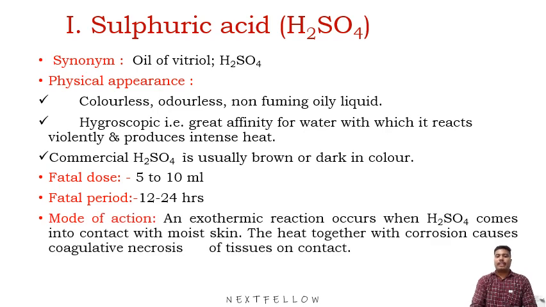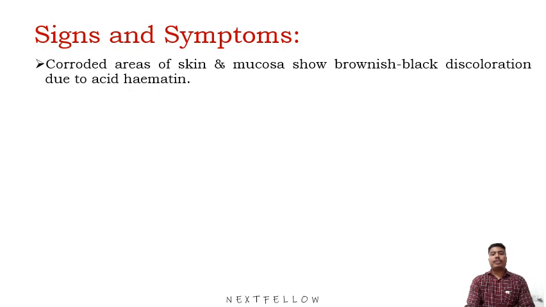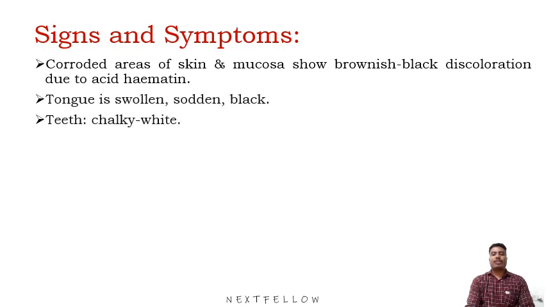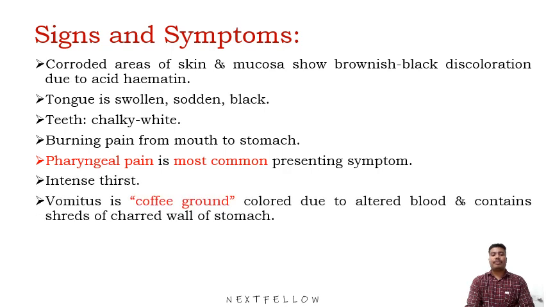Mode of action. It produces an exothermic reaction when it comes in contact with moist skin. The heat together with corrosion causes coagulative necrosis of tissues on contact. Signs and symptoms. The corroded areas of skin and mucosa show brownish black discoloration due to acid hematin. Tongue is swollen, sodden and black. Teeth are chalky white. Burning pain occurs from mouth to stomach. Pharyngeal pain is the most common presenting symptom. Feeling of intense thirst. Vomitus is coffee ground colored due to altered blood and contains shreds of charred mucosa of stomach.